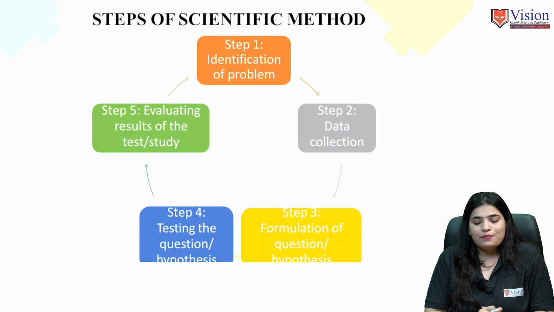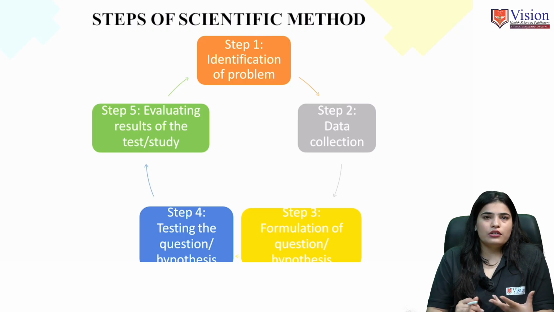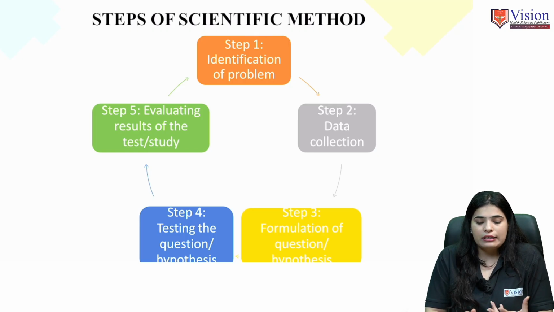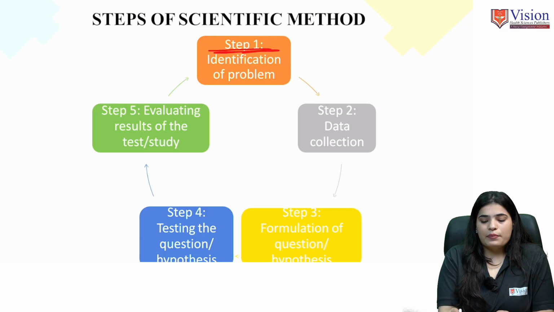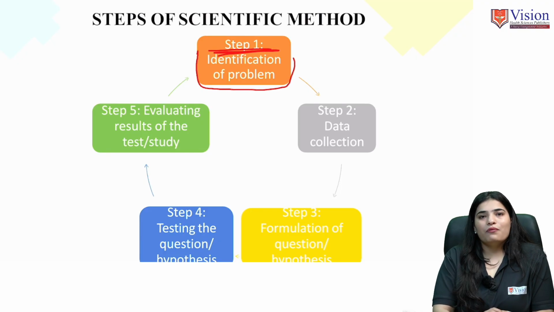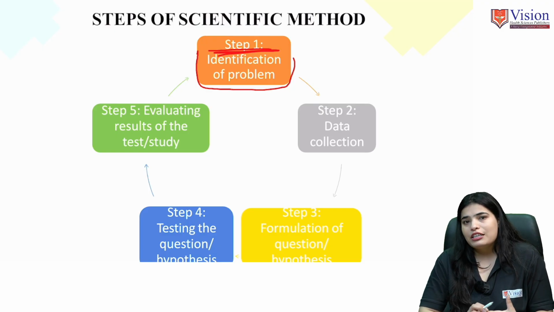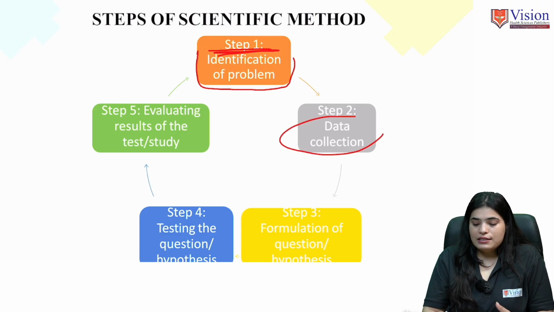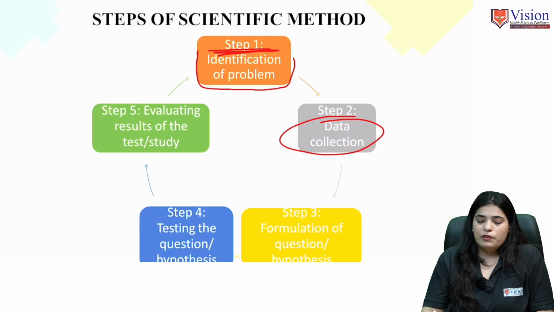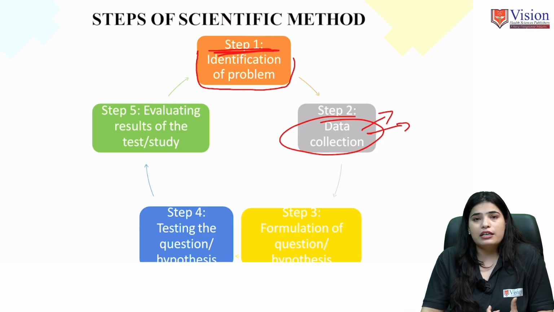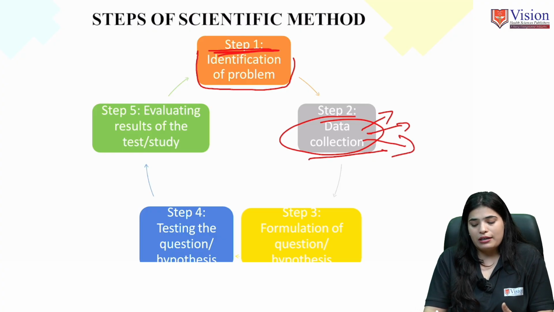So what are the steps of the scientific method? How can we do scientific reasoning or critical thinking? The first step in critical thinking is identification of the problem. We have to identify the problem. What is the problem here? Next is data collection. Okay, we will try to collect the data. Here we can ask the patient, we can take the history, we can take the lab values, all those things we will use for data collection.